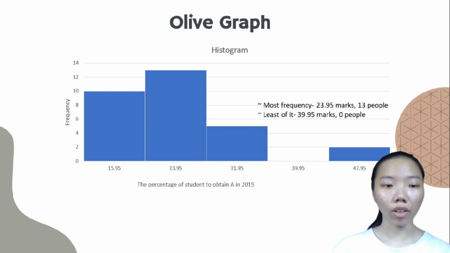From our graph, we can see that the highest frequency percentage of students who obtain A is at the midpoint of 23.95 marks, which is 13 people at that point, but the lowest is at the midpoint of 39.95 marks. There are 0 people at that point.